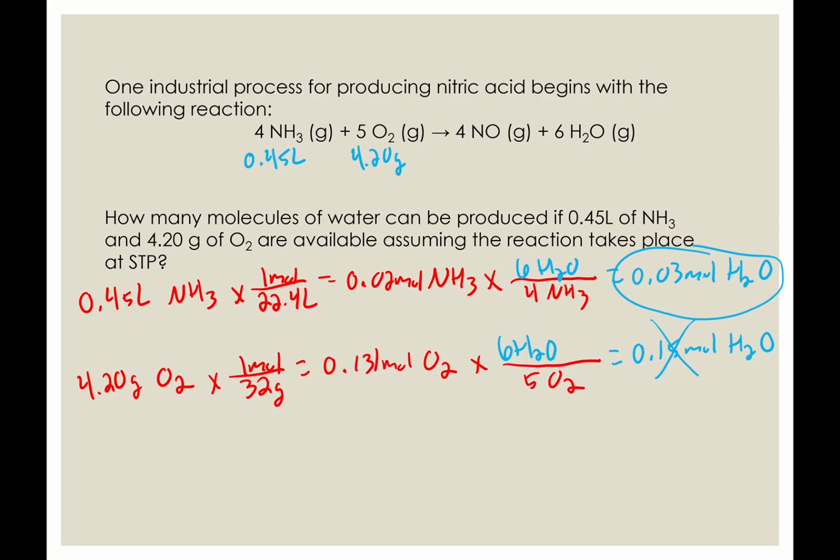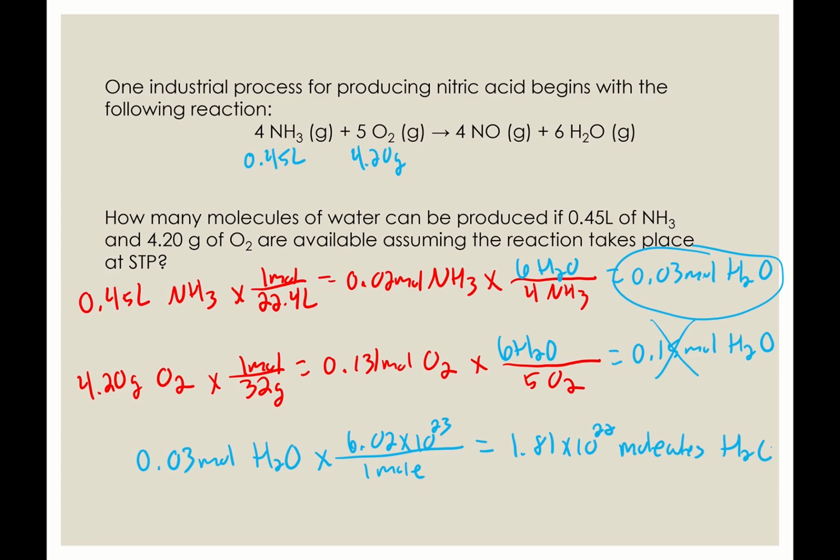In this question, we're asked to find how many molecules of water can be made, and we've already determined that 0.03 moles of water can be made. So then it's just a matter of converting our moles into molecules by multiplying with Avogadro's number. So 0.45 liters of ammonia will be able to produce 1.81 times 10 to the 22nd molecules of water. Because the NH3 was our limiting reactant, that's the one that determined how much product we can make.